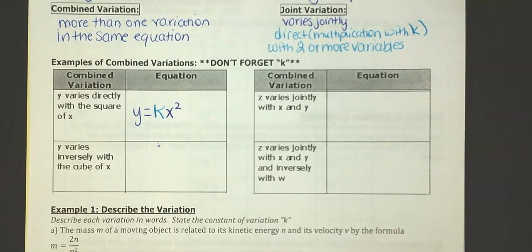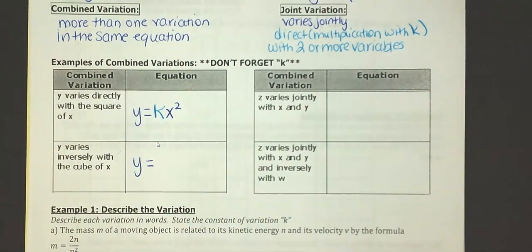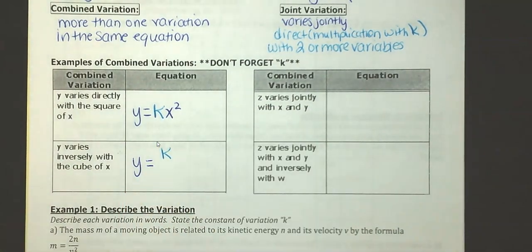Okay, now I'm going to write this one. This says y varies inversely. So y equals inversely with the cube of x. If you've got inverse, then you've got a fraction. So we're going to put the k on top, and inversely means that variable should be in the denominator of a fraction. So how would you write the cube of x?